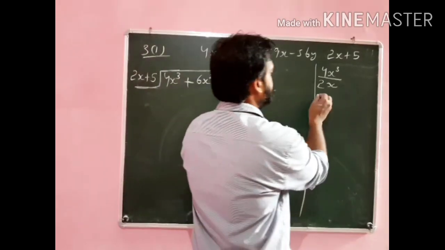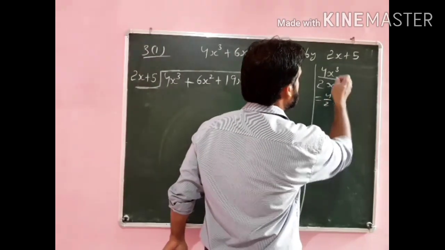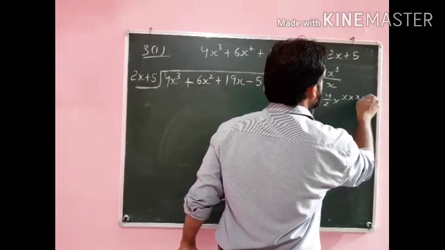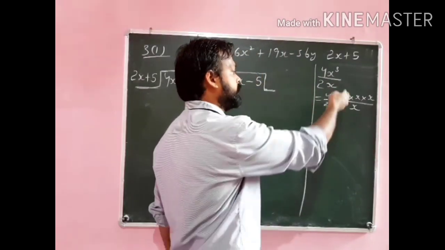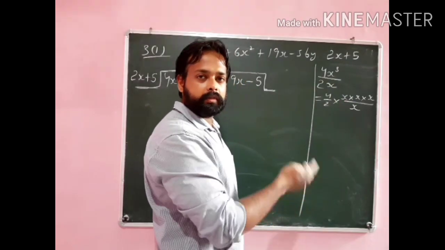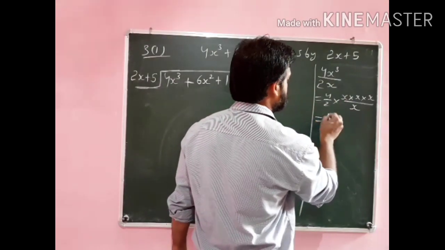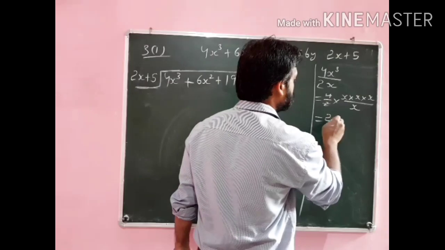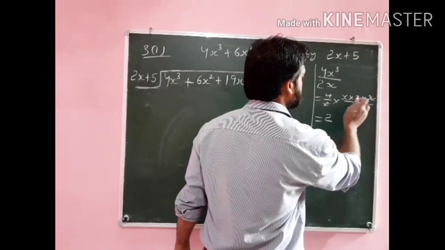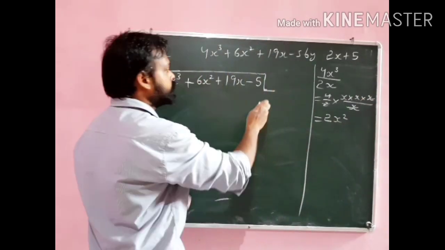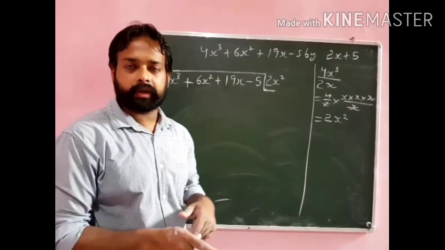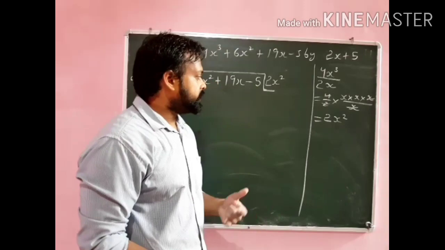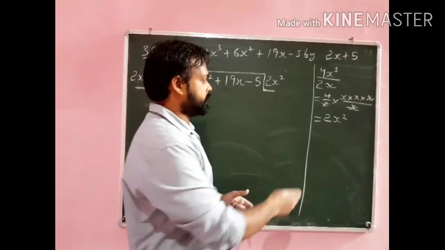Now see this, 4 by 2, and then x into x over x. Now you understand very well how I solve this, separating the numerical terms and the variable terms. After cancellation this will become 2, and this x is cancelled with this x, and x into x is x square. So here we got 2x square. So this is the first step. Clear?